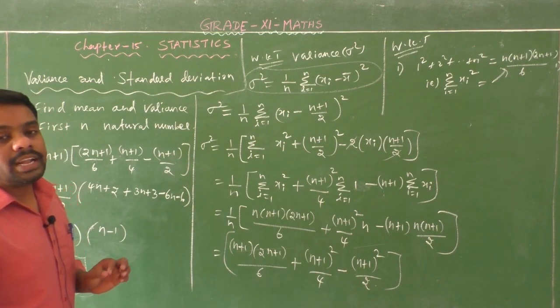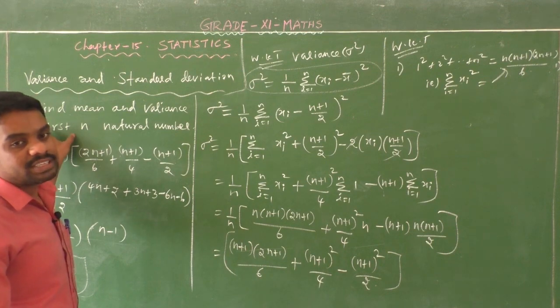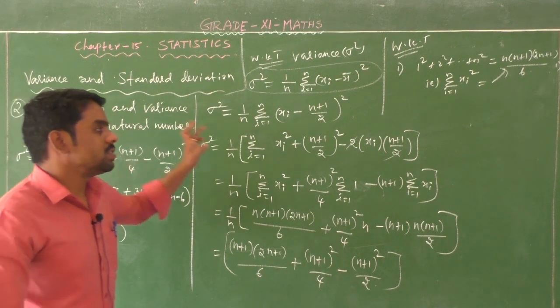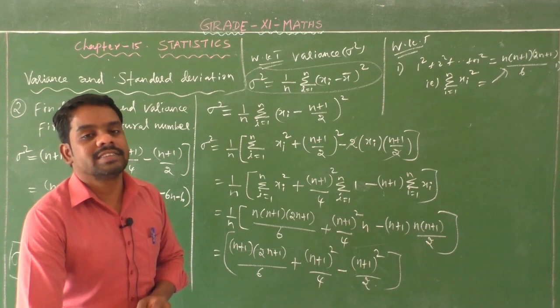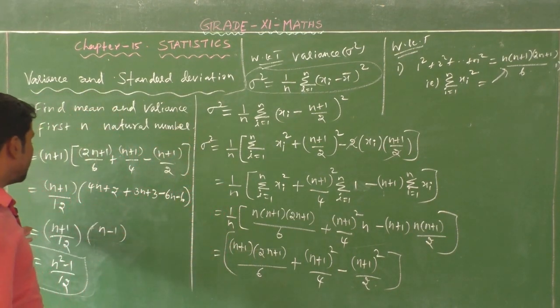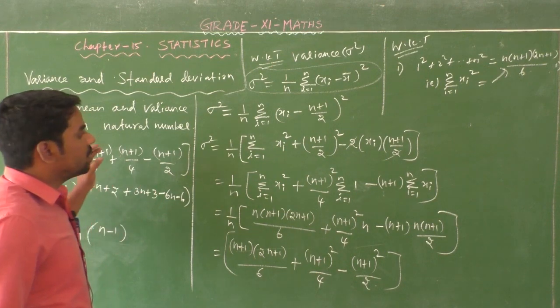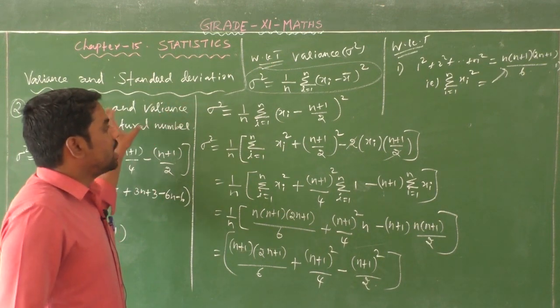And the mean of the first n natural numbers is n plus 1 by 2. So the required answer: the mean of the first n natural numbers is n plus 1 by 2 and the variance of the first n natural numbers is n squared minus 1 by 12. Very easy one. First prepare the mean formula and variance formula.